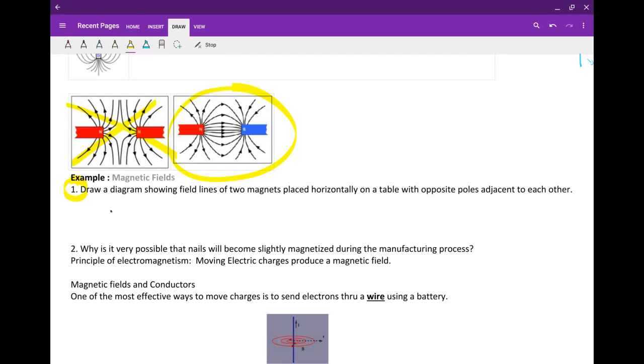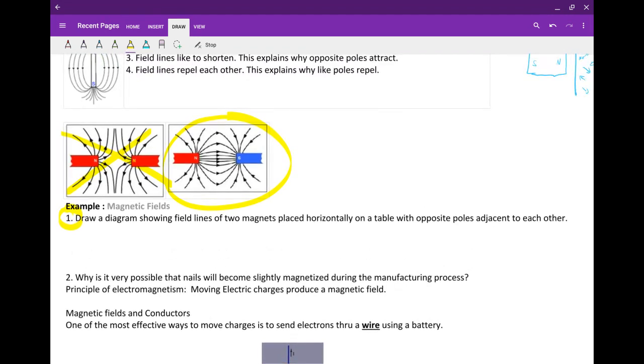Number two, why is it possible that nails will become slightly magnetized during the manufacturing process? Okay, this is number two. All right. Now, number two here is that what ends up happening is the nails themselves, when you manufacture these nails, are under the influence of possibly some sort of magnetic field. So the nail, I'll draw the nail. It's like a little nail. Here you go. Here we've got ourselves a nail.